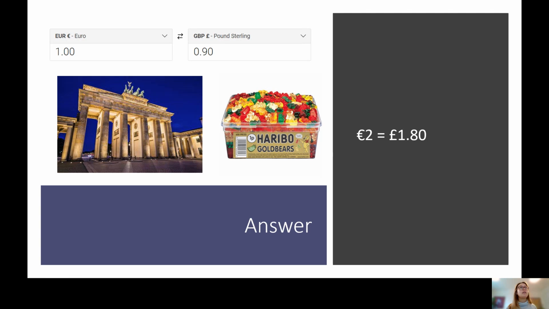I hope you've learned a little bit more about foreign exchange rates. When we go back to school, I'll bring in my foreign currency and you can have a look at it in person. And in the meantime, if you have any questions, please feel free to email me.